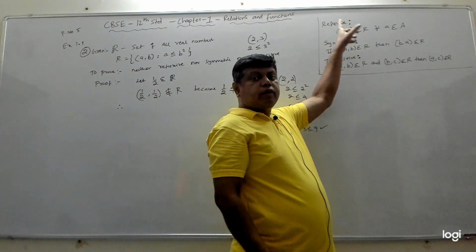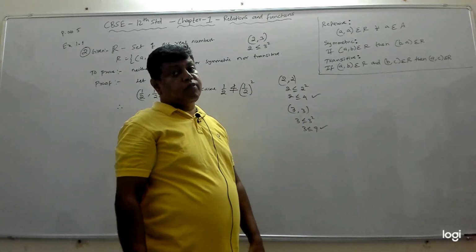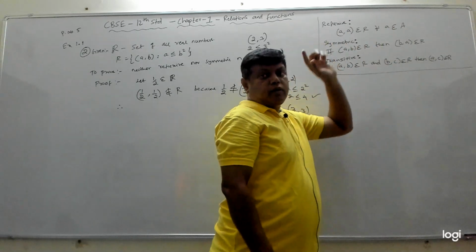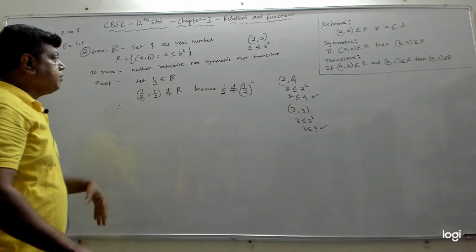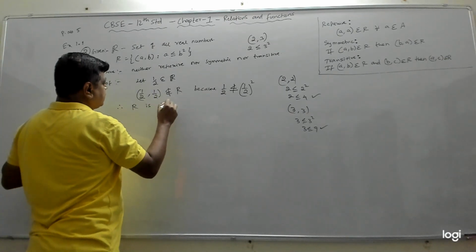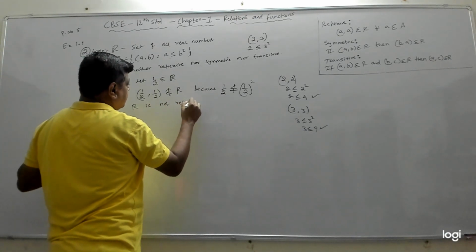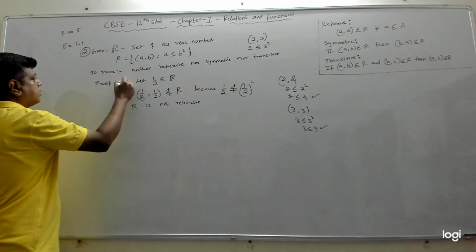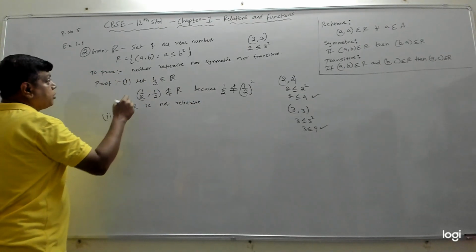If it belongs to R, then it becomes reflexive, and it should hold for every a. Even for one element a, if it fails, then we say it is not reflexive. Therefore, R is not reflexive. Now, this is for the first one. The second one is that we should prove it is not symmetric.